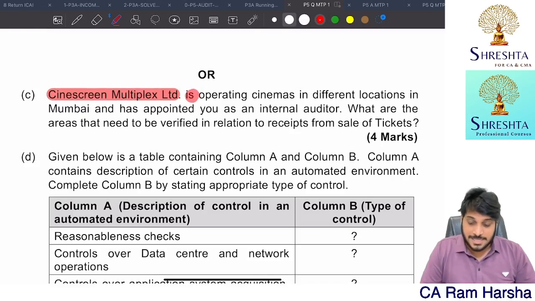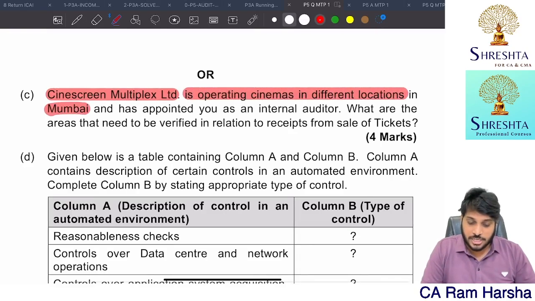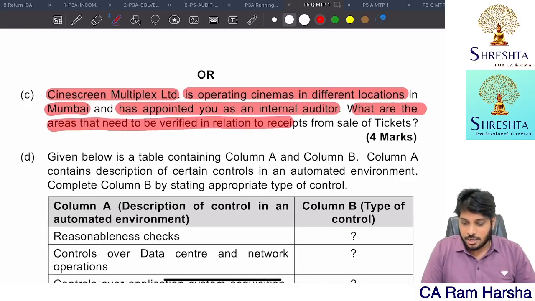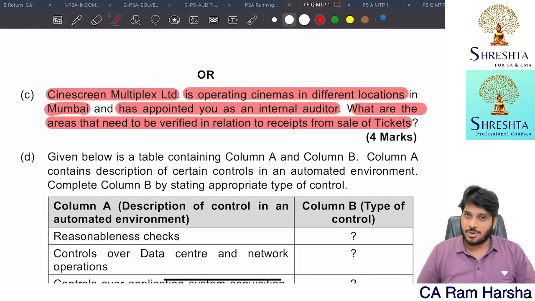Cine Screen Multiplex is operating cinemas in different locations in Mumbai and has appointed you as an internal auditor. What are the areas that need to be verified in relation to sale of tickets? In our book, it is a cinema theatre audit. First thing itself is tickets audit. Straight question.